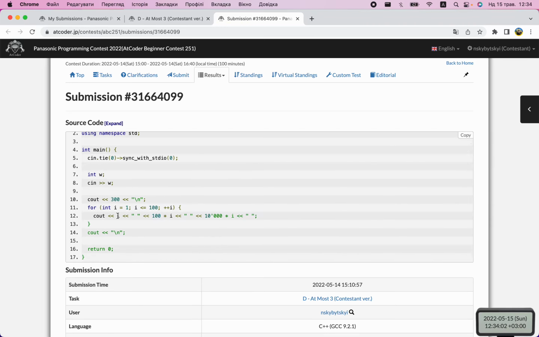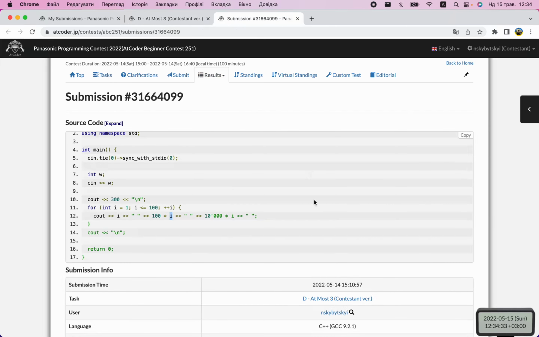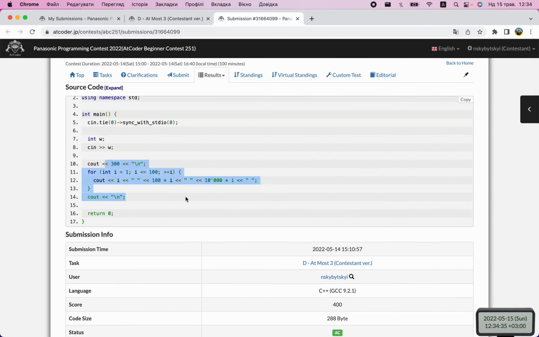So I print i, 100i, and then 10,000i. And you can see that this represents the first 2 digits, second 2 digits, last 2 digits. There are actually, funnily enough, duplicates in my solution, like i equals 100 here and i equals 1 here are duplicates. So you can actually do this with 297 weights, but that was irrelevant. So yeah, that's the entire solution.